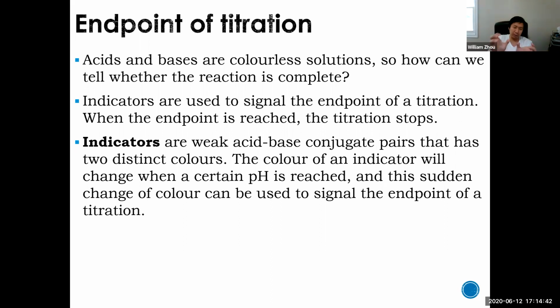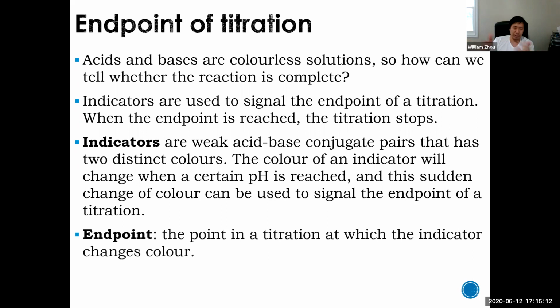That's very important. The color of the indicator will suddenly change when you reach a certain pH. Let's say 5. If you reach the pH of 5, the indicator will change from one color to the other. It won't change color at any other pH except that one. Okay, and then this will signal the endpoint. If you see a color change in your solution, then you know that you've reached that point that you should stop. Okay, so what is the endpoint?